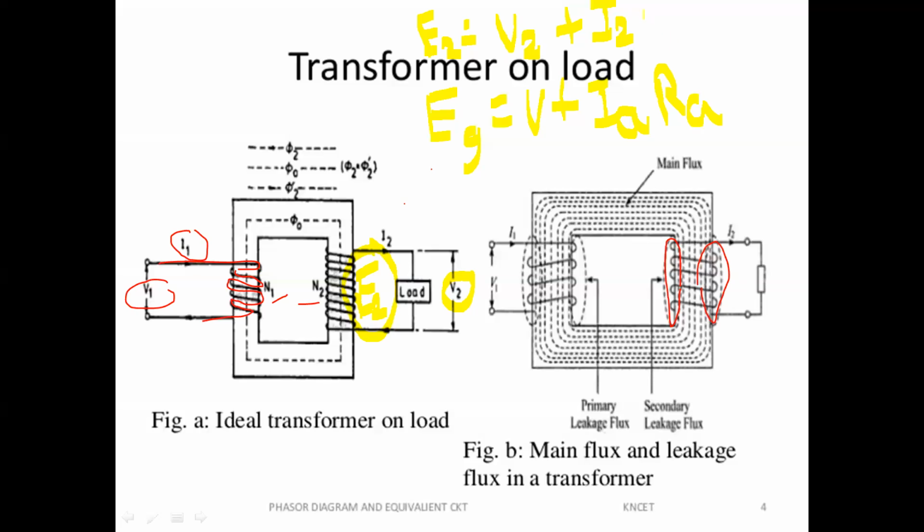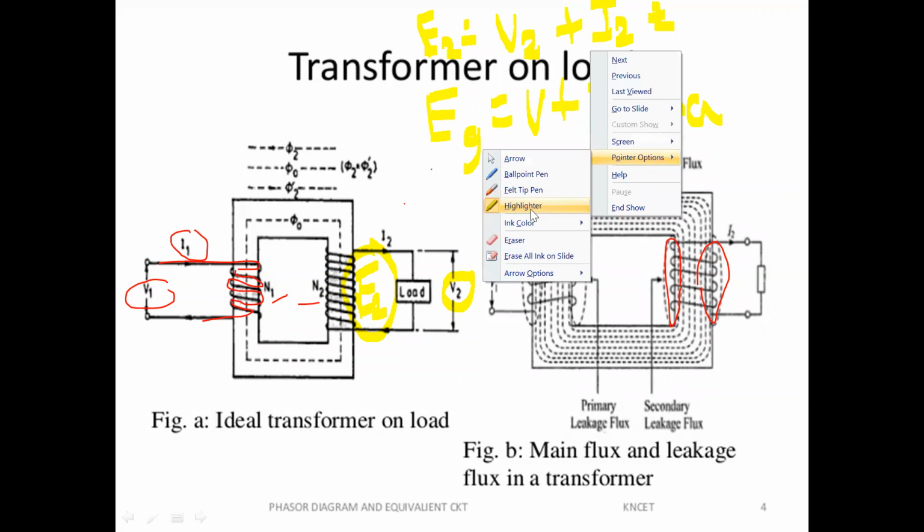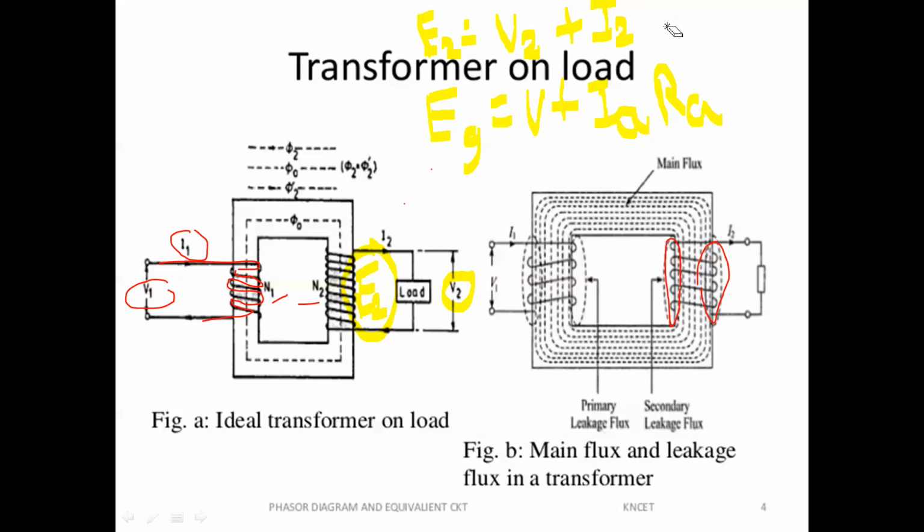into impedance instead of resistance, because in AC circuits we have impedance. So here we write Z2. Same equation, but instead of resistance, we write impedance. In a DC generator, Eg equals V plus Ia Ra. Here in the transformer, E2 is the source, because EMF is induced in the winding. That EMF is called E2. So E2 equals V2 plus I2 Z2.